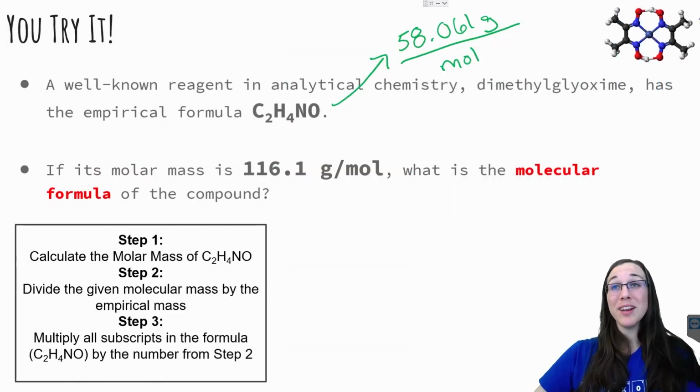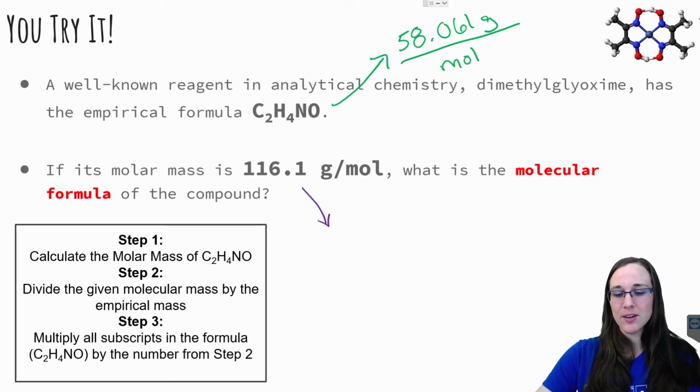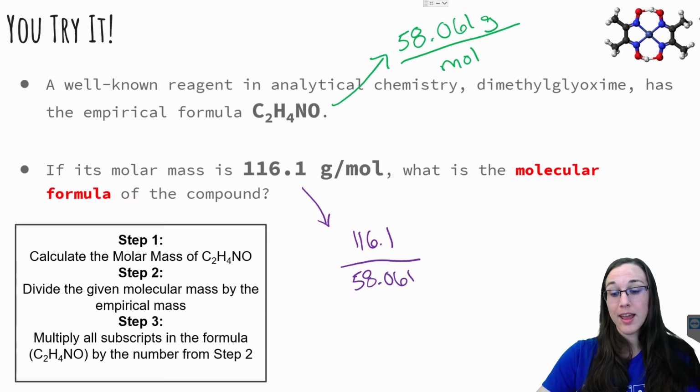All right, step 1 is complete. Now we need to divide the given molecular mass, which is 116.1 grams per mole, by the empirical mass. So we're going to take this value here, 116.1, and divide it by 58.061. And we should get a whole number, remember, if we did this right. I end up getting 1.99999, so that is technically 2. That's a whole number, close enough, we did it right.